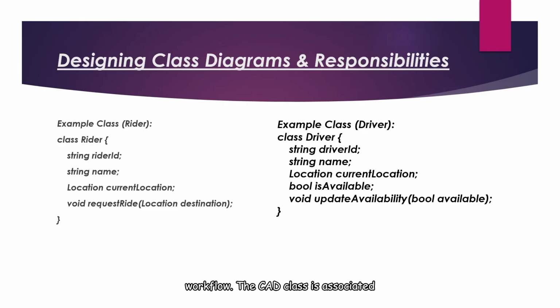The cab class is associated with the driver and holds information about the type of cab, such as whether it's a sedan or SUV. The ride class ties everything together. It manages the relationship between the rider and the driver, including start and end times, fare calculations, and ride statuses. Each class has well-defined responsibilities, and the interactions between them are essential for a functioning system.